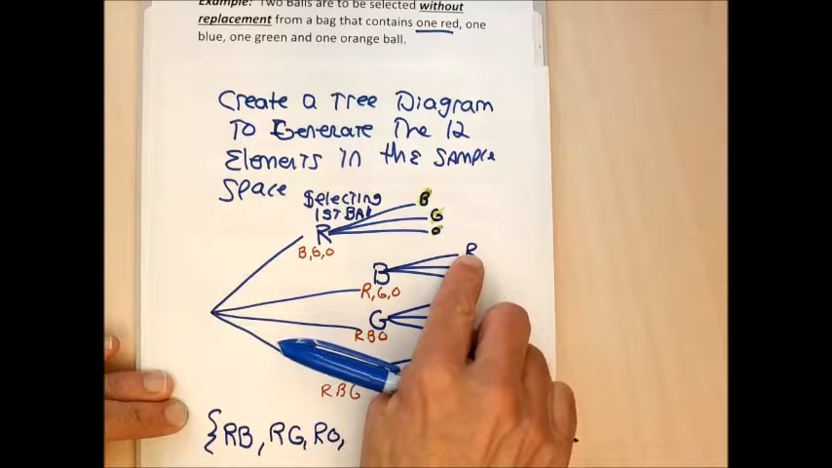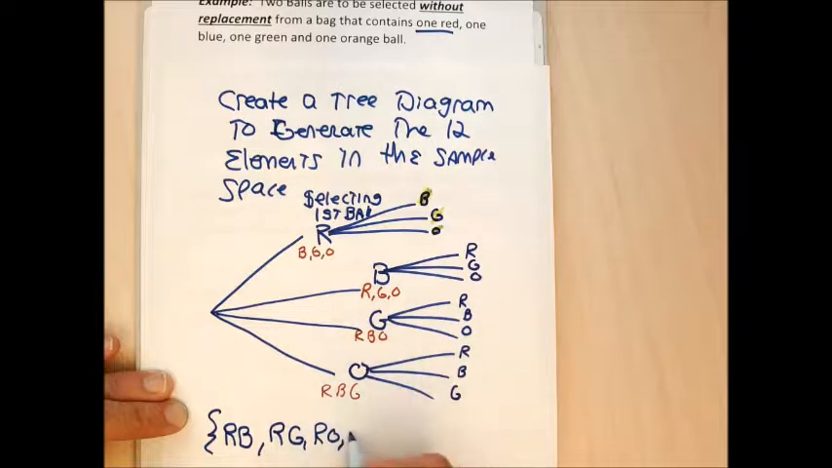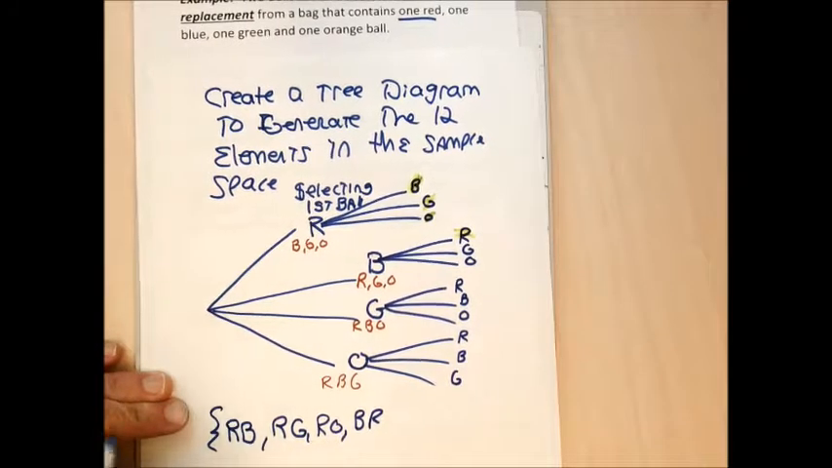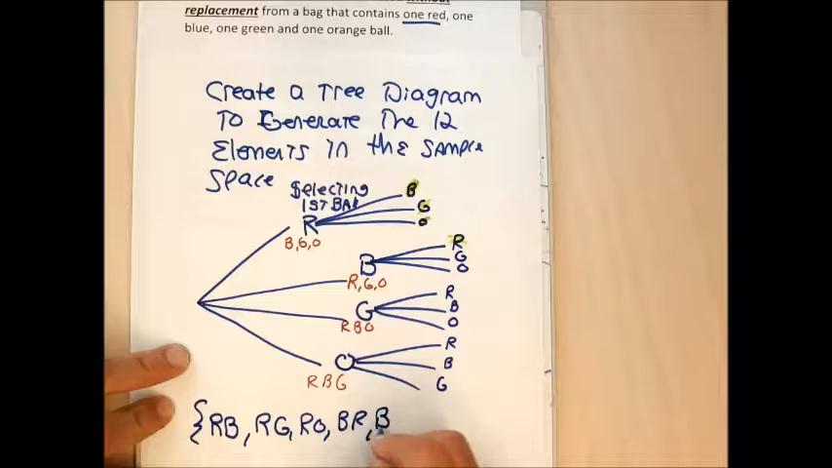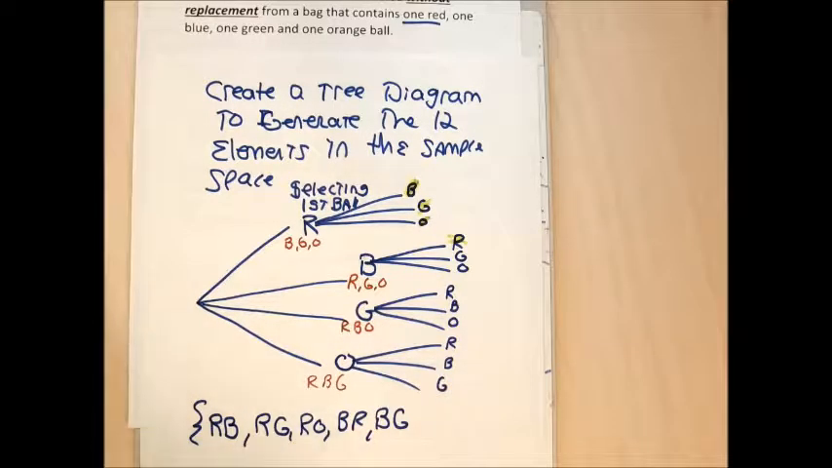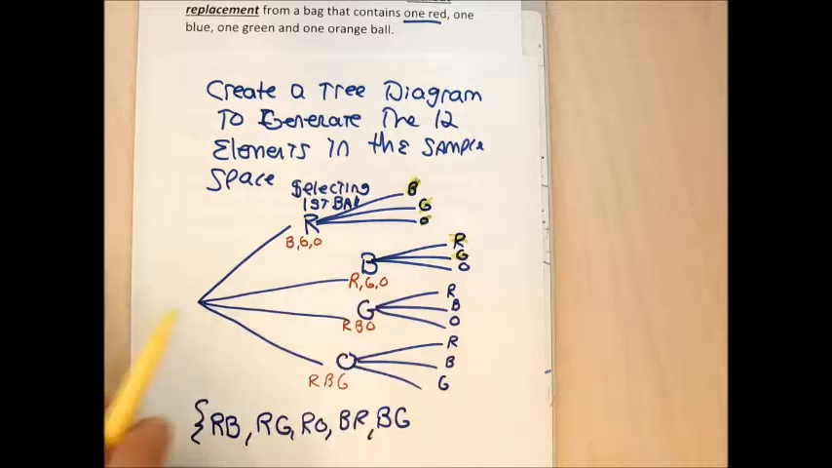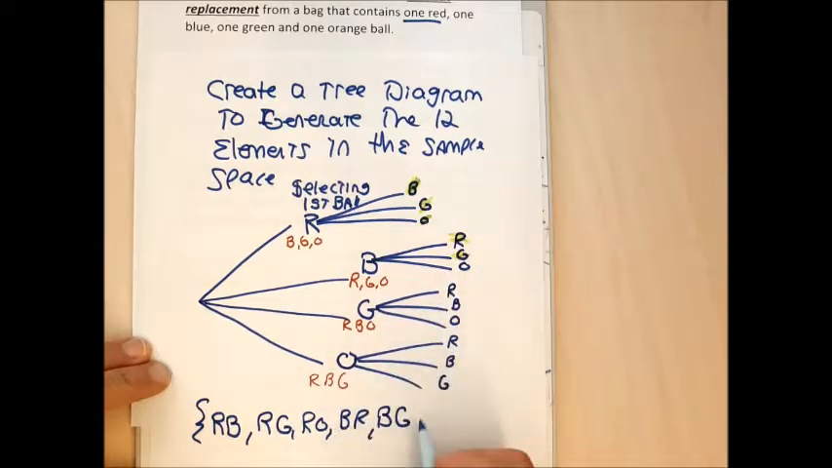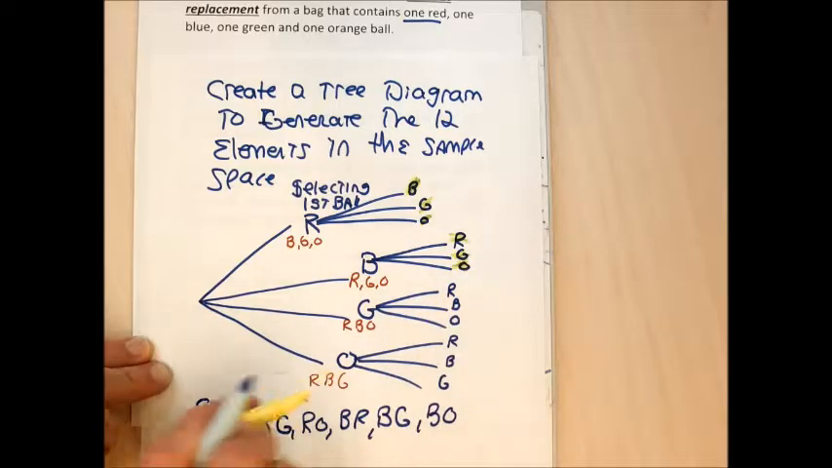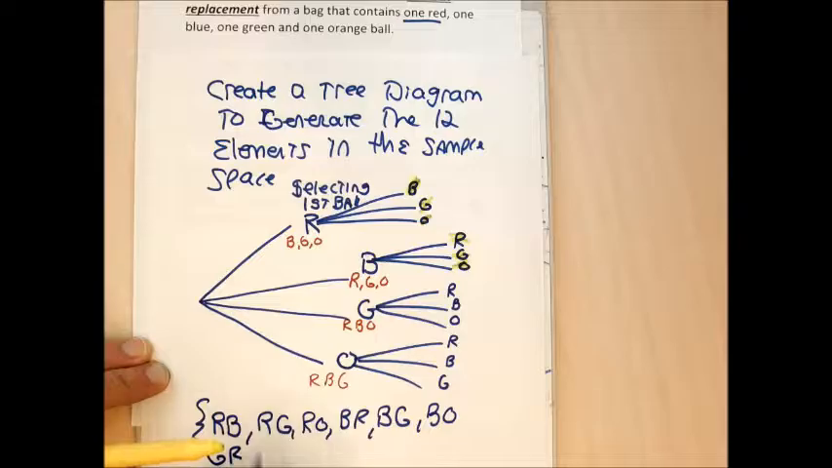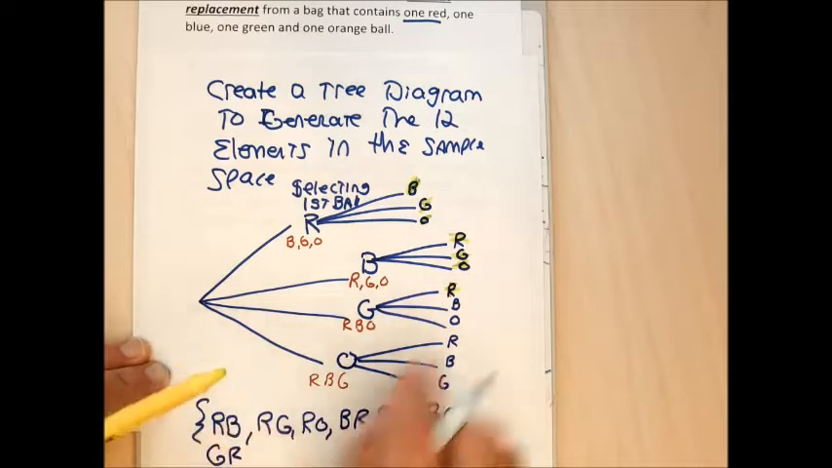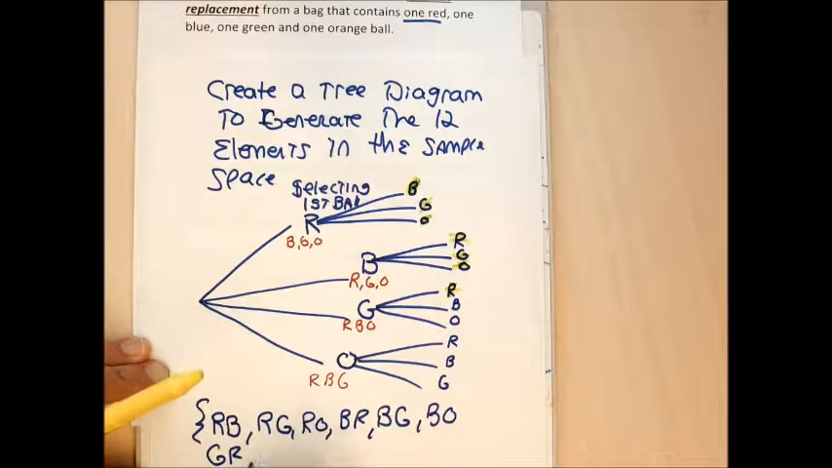To get to that red, it's a blue first and a red second. I'm going to mark it out with a cross because I've gotten there. To get to this green, it's a blue first and a green second. Mark it out because I've gotten there. To get to this orange, it's a blue first and an orange second. I'm already out of space again, so I'm going to go under. To get to that red, it's a green first and a red second. To get to that blue, it's a green first and a blue second.